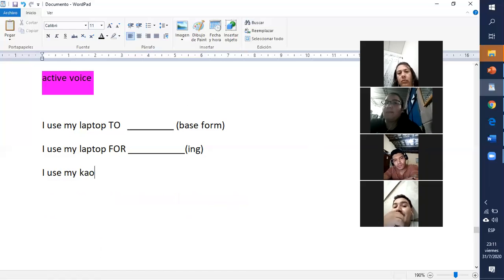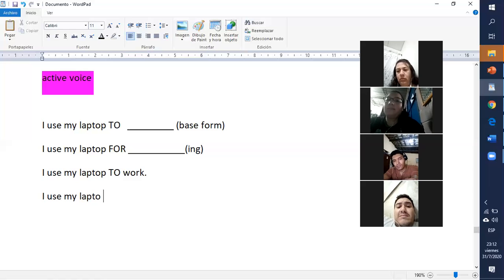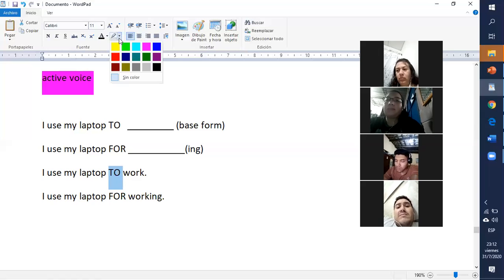I use my laptop to do what, Saida? To work or my homework. I use my laptop to work. Good. Or the same thing would be, I use my laptop for, how do you conjugate that? Working. For working. That is right. So, to, the base form, and for, gerund, right? And it means exactly the same.